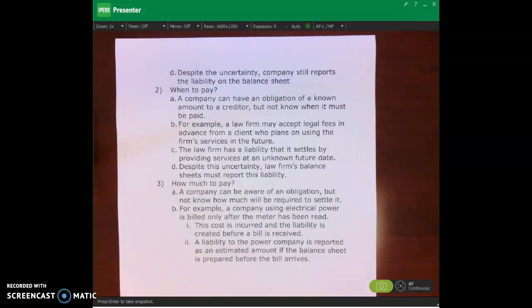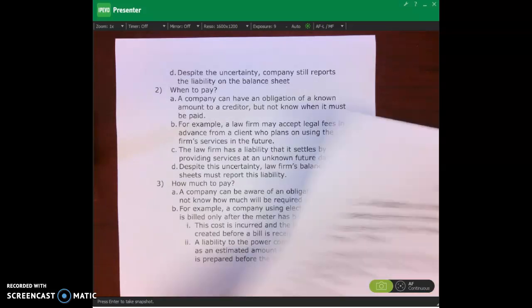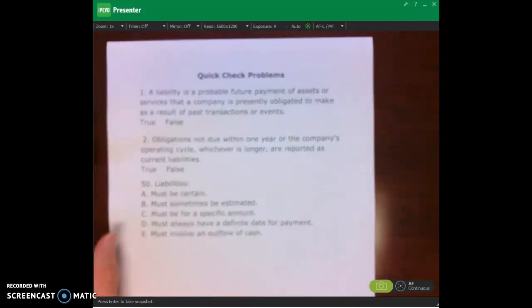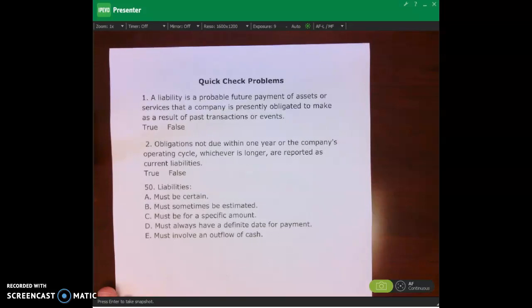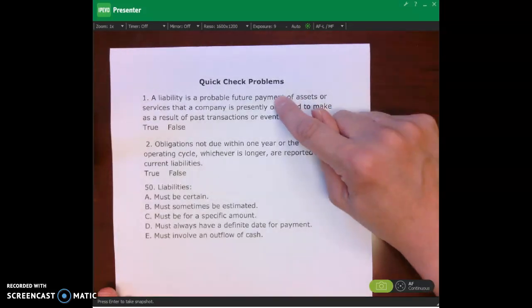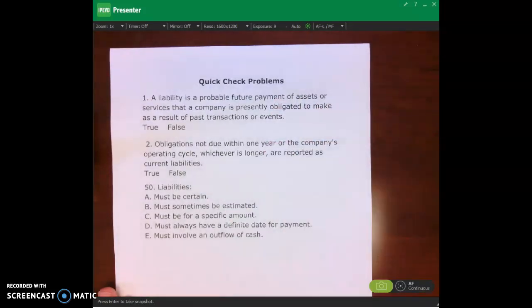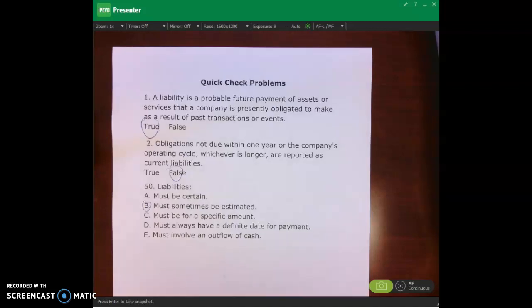All right, so let's look at these quick check problems here that are on pages 248 and 249, okay? So why don't you pause the lecture video and do number 1, number 2, number 50 on page 248, and then number 49 at the top of page 249, okay? Pause the lecture video and do those problems, and then we'll come back and check it. Thanks. Okay, so let's see how you do.